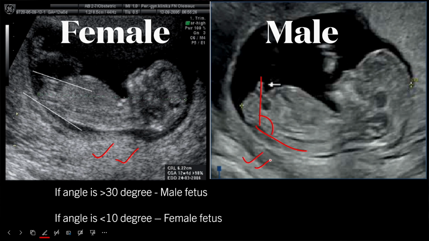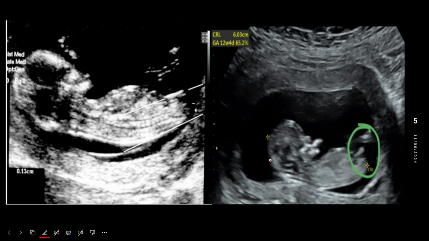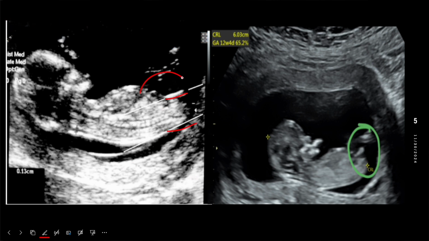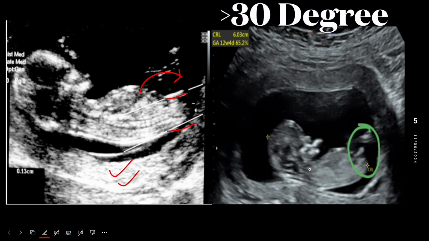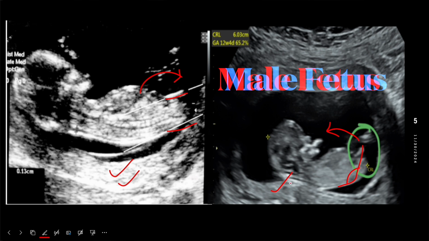In next few slides, we will see various directions of the genital tubercle and we will try to identify the gender of the fetus. In first image, the genital tubercle is parallel with the lumbosacral line, making genital angle less than 10 degrees. Additionally, genital tubercle is facing away from the fetal head. Hence, this is a female fetus. In second image, if we measure the genital angle, it will be more than 30 degrees and genital tubercle is facing towards the fetal head. So this is a male fetus.